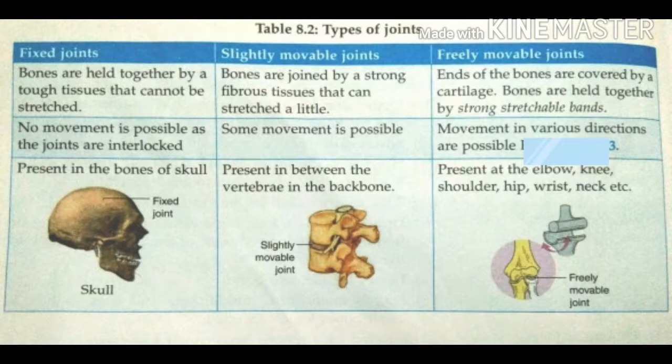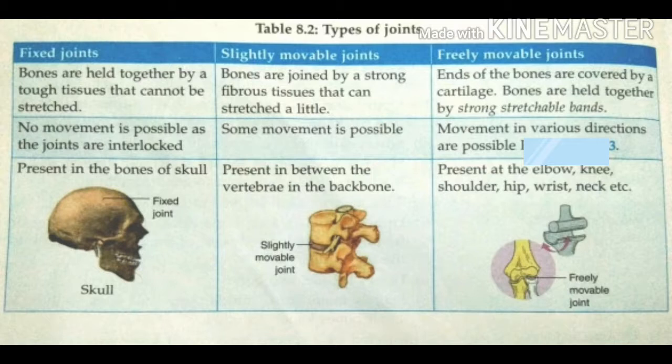What are the differences between types of joint? First one, fixed joint cannot be stretched. Slightly movable joint can stretch. And freely movable joint has a strong stretchable band.